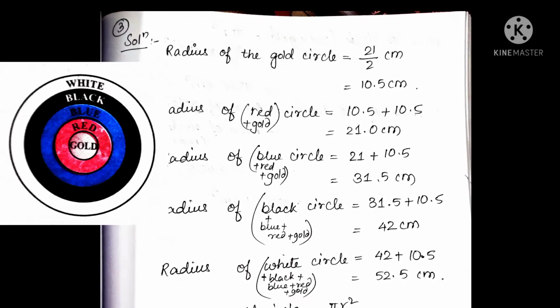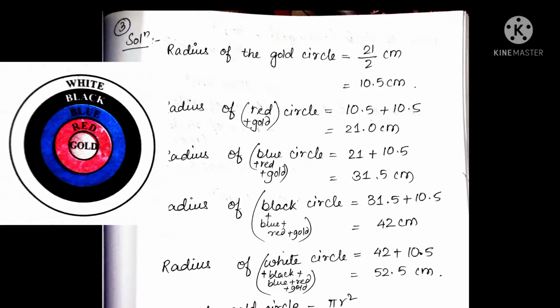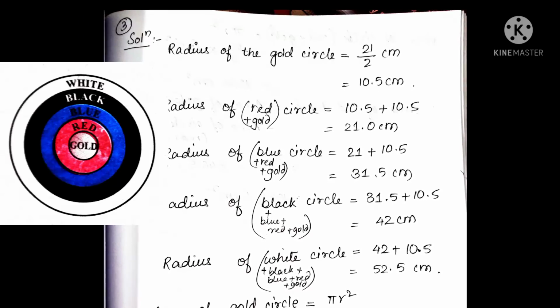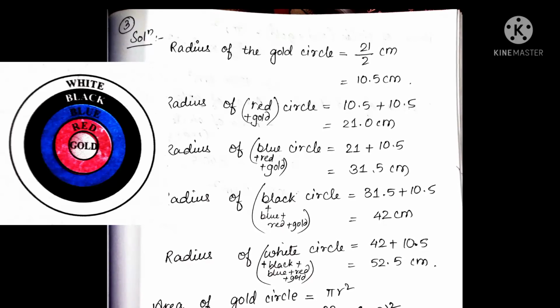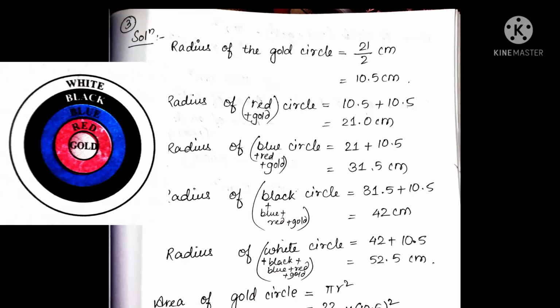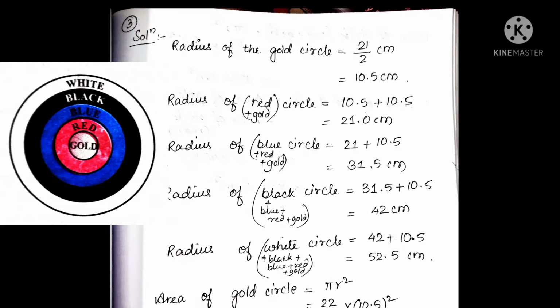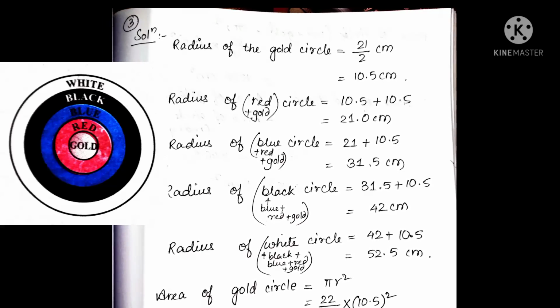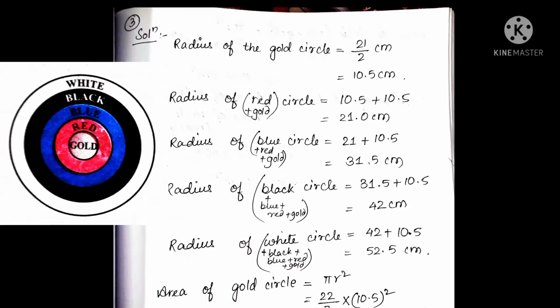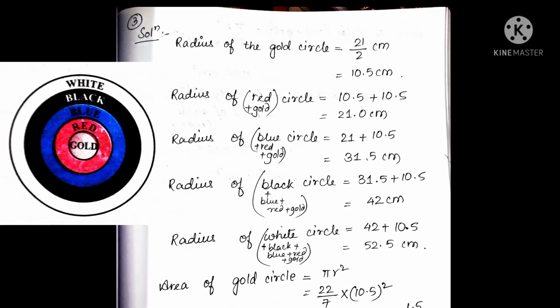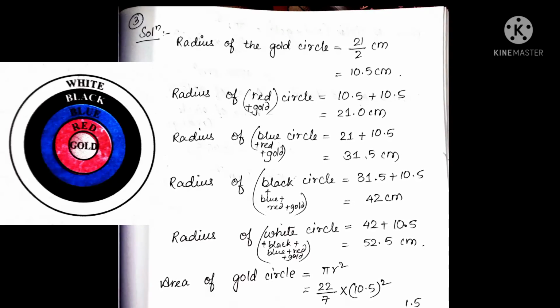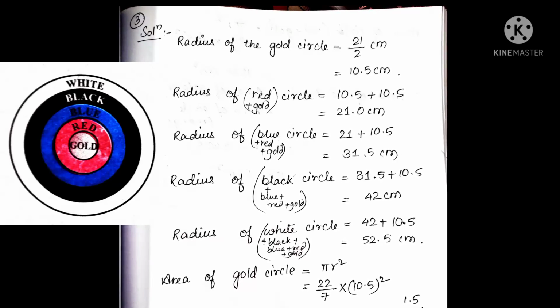Similarly, the radius of the circle which contains blue part, red and gold part will be equal to 21 plus 10.5 centimeter. So every time there is a new circle and a new radius. So similarly we can find the radius of the bigger circle which includes all the bands. Okay, so now we have to find the area of the region which includes each band.